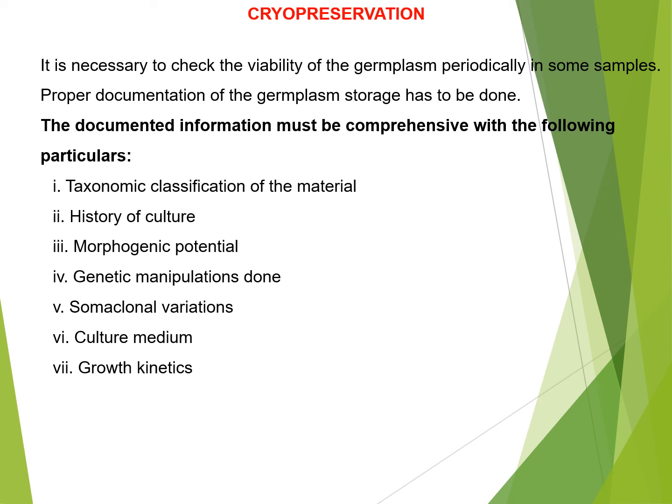Storing cells at low temperatures may lead to loss of viability of these cells. Hence, in cryopreservation, the viability of the germplasm is periodically checked. Proper documentation records are also maintained in germplasm storage. The information should be comprehensive and should have the following particulars: taxonomical classification of the material, history of culture, morphogenic potential, genetic manipulations done, somaclonal variations, culture medium, and growth kinetics.